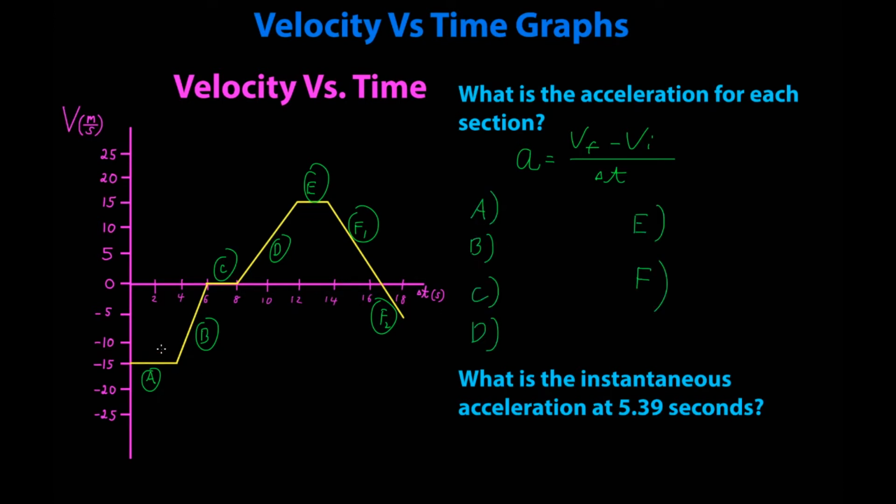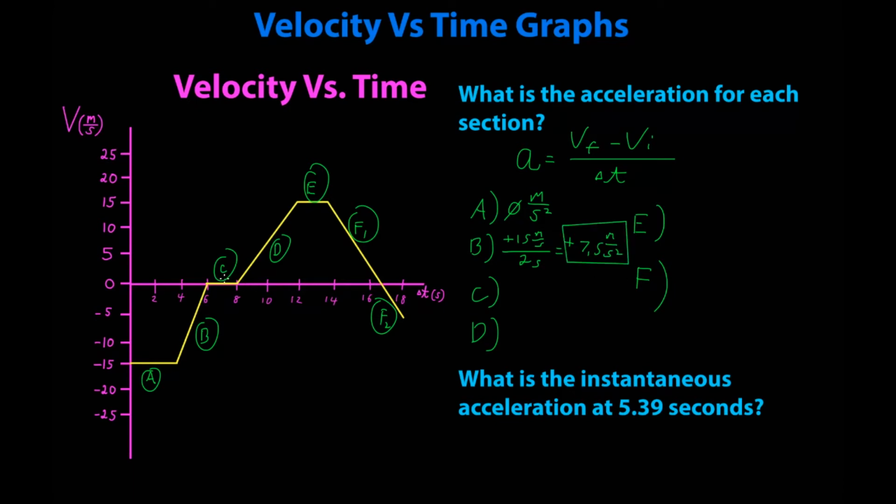So for A, we have no change in velocity here. So the numerator here is 0, and a constant velocity means no acceleration. For B, we have a change in velocity from -15 to 0, which is positive 15 meters per second. If you did Vf minus Vi, it'd be 0 minus -15. Over, we go from 4 to 6, 2 seconds. Gives us an acceleration of positive 7.5 meters per second squared.